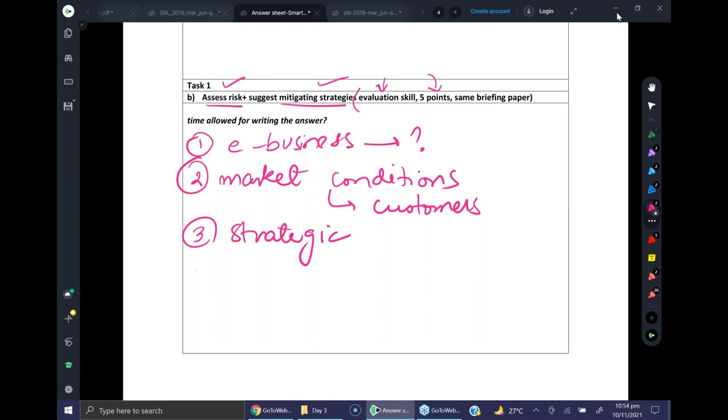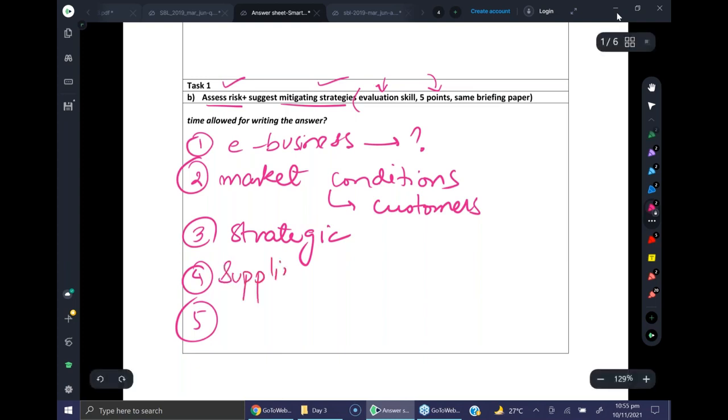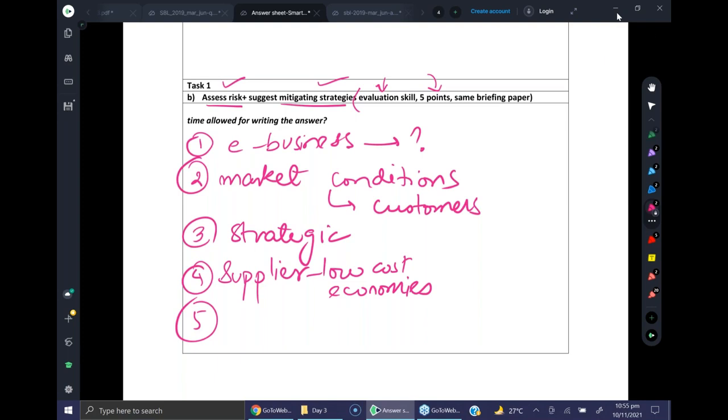So these were the three risks we discussed, but a fourth and a fifth one we need to discuss. The company has suppliers outside the country in low-cost economies. So you can discuss the ethical and reputational issue if you are not paying fair wages in these countries or doing anything unethical, for example, child labor, etc. That can be discussed also.